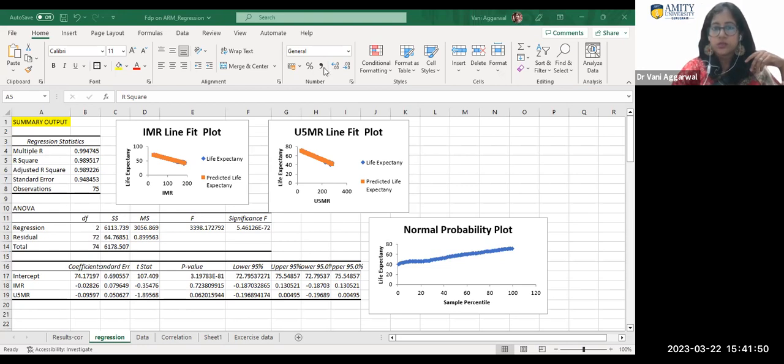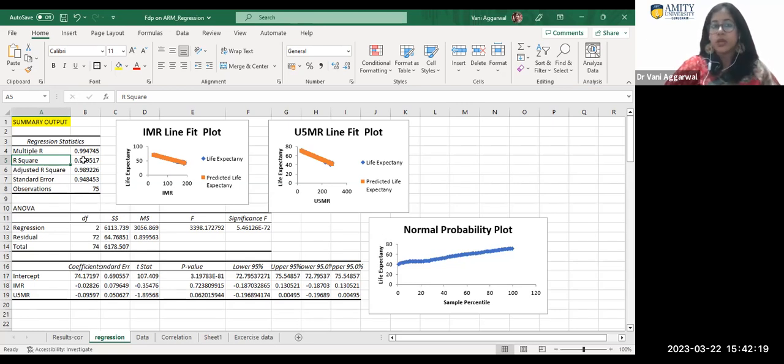No, it is not regression model. It is coefficient of determination. So coefficient of determination is basically used as an indicator for the goodness of your model. Okay, right? So if here it is 98, we can do the interpretation like this: 98% of variation in the dependent variable is explained by the independent variables. So this is a good model.